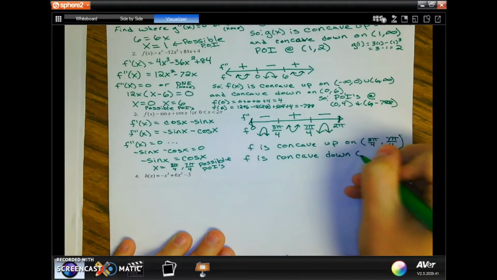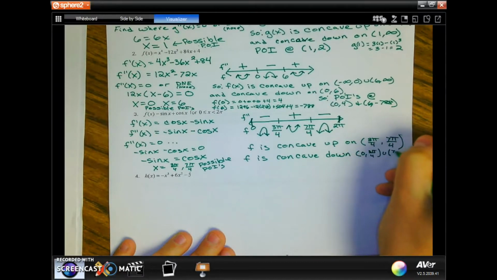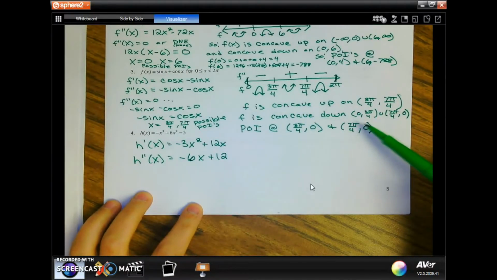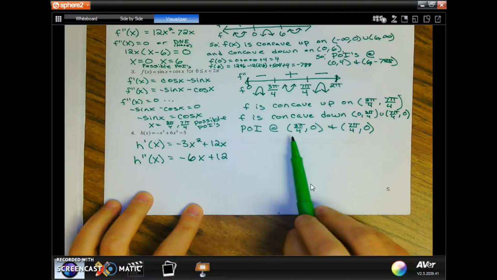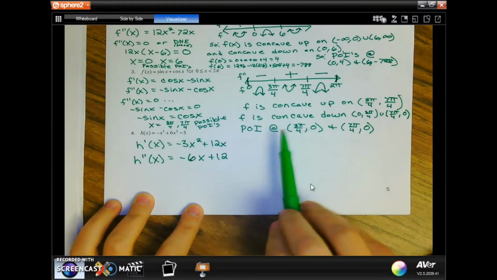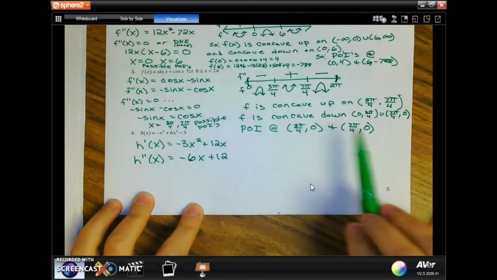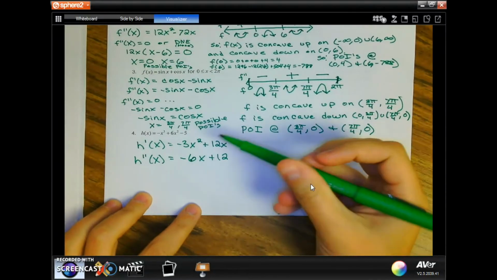And then I'm going to have to do a union on these two because there's going to be 2: from 0 to 3 pi over 4, union 7 pi over 4 to 2 pi. Okay, so I can conclude where it's concave up and concave down. And since the concavity did switch, those are indeed points of inflection. So I have a point of inflection at 3 pi over 4, 0. And again, that y value is obtained by taking this x value and plugging it into the original.